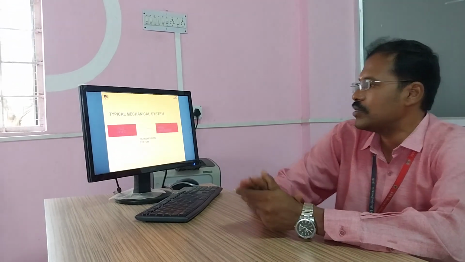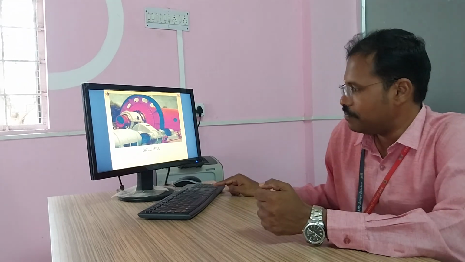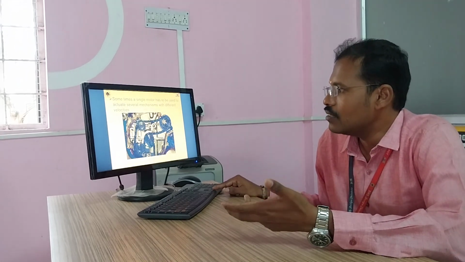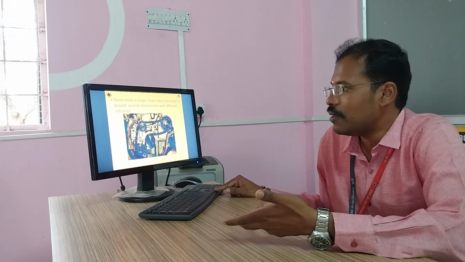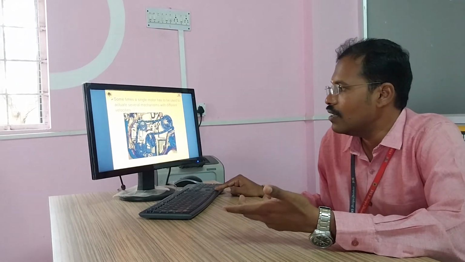I already said what generally a transmission system is between the prime mover and machine. The intermediate component we call the transmission system. This is the simplest layout of a transmission element. Next, examples of transmission. For example, in our application, a ball mill, you see one of the transmission elements is in between prime mover and machine. Next, our gearbox is the best example of a transmission element. Next, our chain drive is the best example of a transmission system.